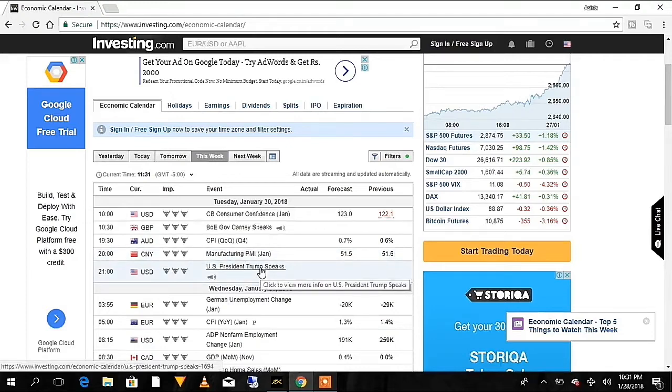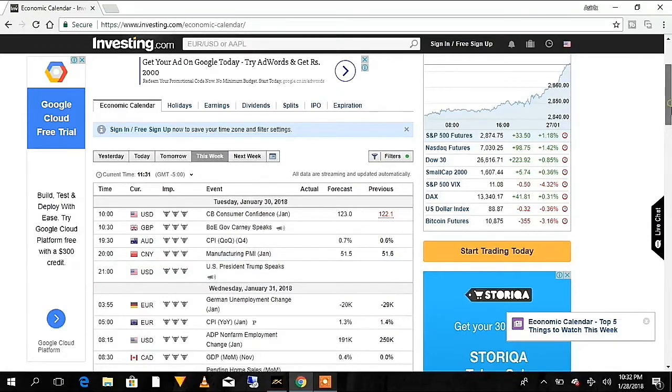In the technical analysis over the last 6 weeks we saw that USD is very weak. So if Donald Trump gives a positive speech for the USD, I think the market can go down again and take a bearish trend. So this news is very important for the USD.